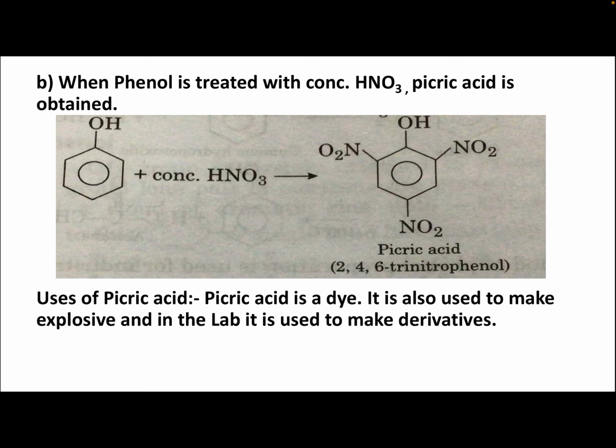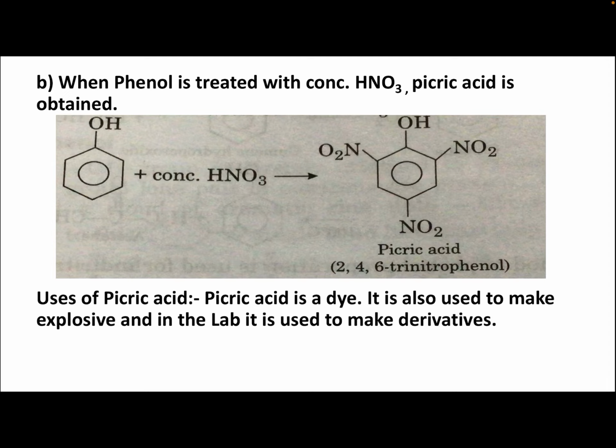Picric acid is 2,4,6 trinitrophenol. Phenol is there; from phenol, at the second position a nitro group, at the fourth position a nitro group, and at the sixth position a nitro group. So it is 2,4,6 trinitrophenol. That means phenol with concentrated nitric acid gives picric acid, or 2,4,6 trinitrophenol.